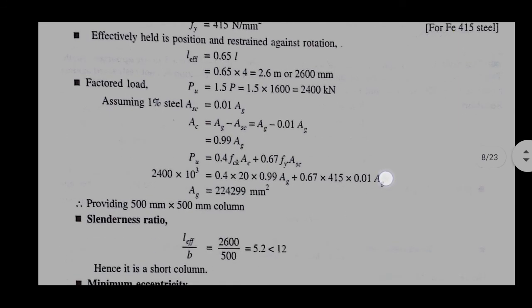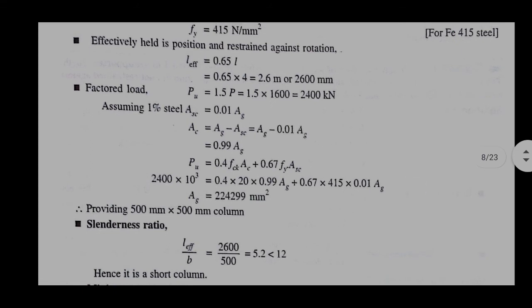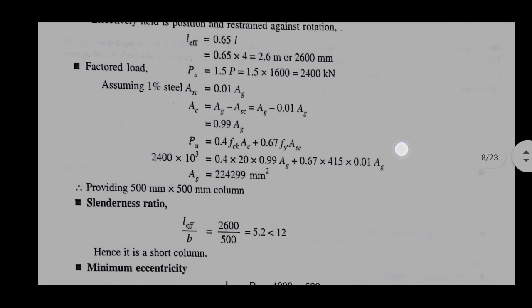Now, slenderness ratio. Slenderness ratio is L effective by B. So, L effective is 2600 by B is 500, which we have provided, that is equals to 5.2, which is less than 12. Hence, it is a short column, right, as the value of slenderness ratio is less than 12.